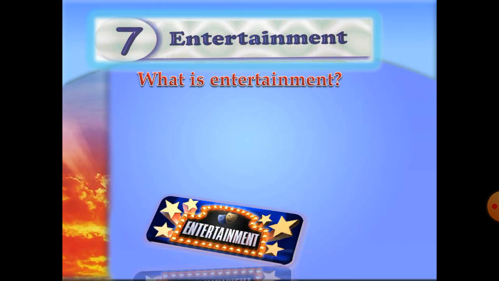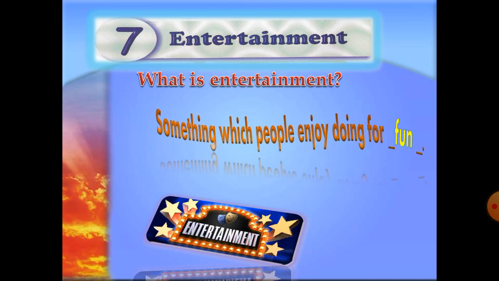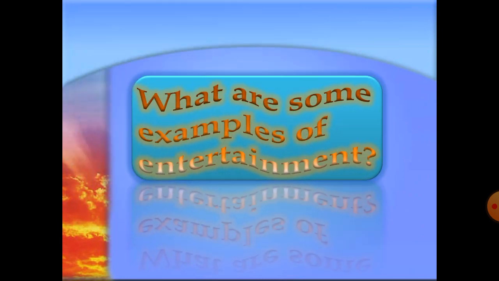Unit number 7 is concerning entertainment. So first of all, we're going to ask the question, what is entertainment? As simple as it can be, it's something which people enjoy doing for fun. For example, it can be an event, a performance, or an activity. Okay, we're going next to see some examples of entertainment.